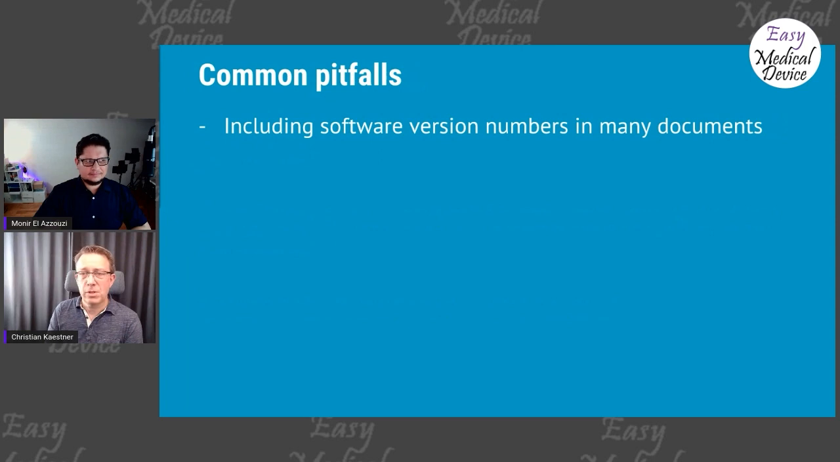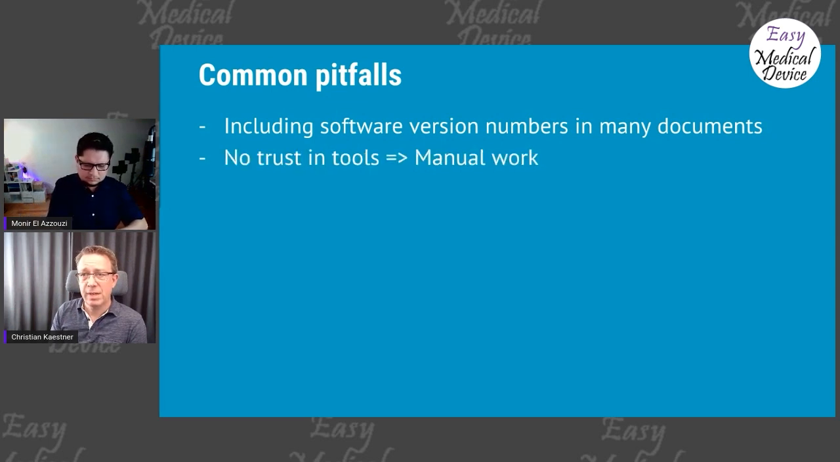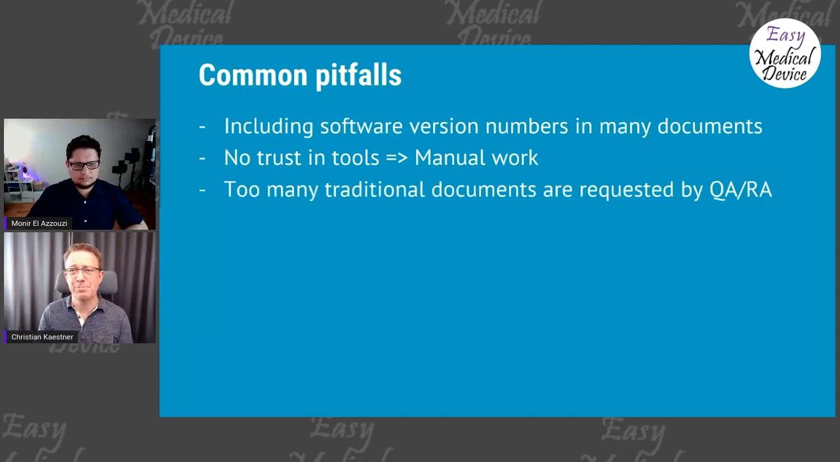So first of all, common pitfalls. I will share this list up front, and we will then discuss it further on in the presentation. Common pitfalls I often see and hear about is including software version numbers in many documents. By doing that, you invalidate a lot of your documents and need to update them every time you release new software. And I also see a lack of trust in tools, which means that many people work manually. And that's, in my opinion, very boring.